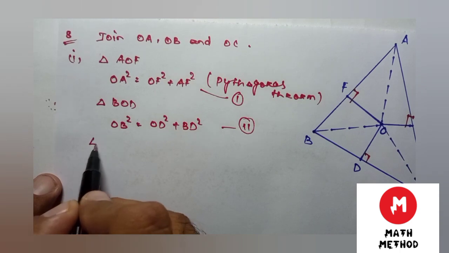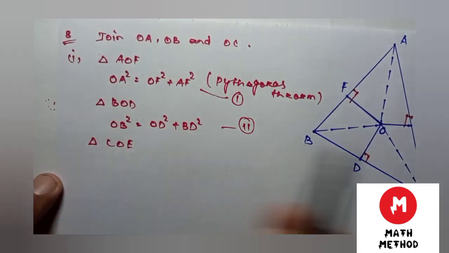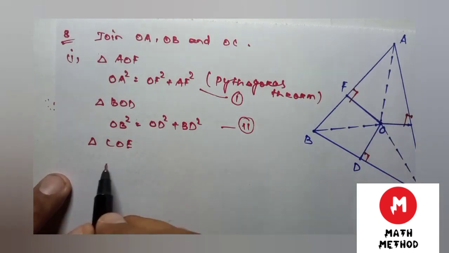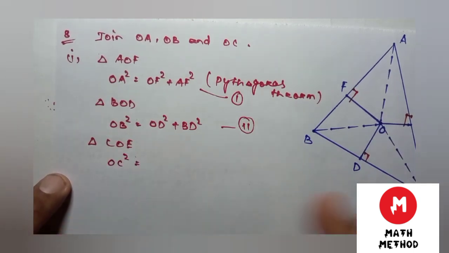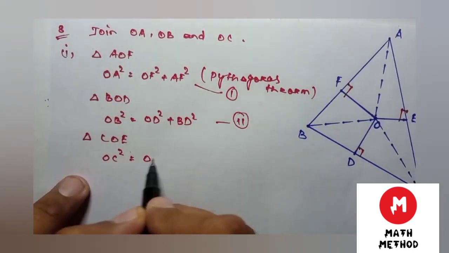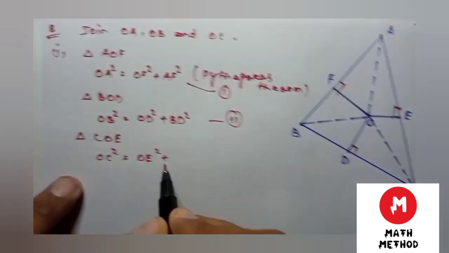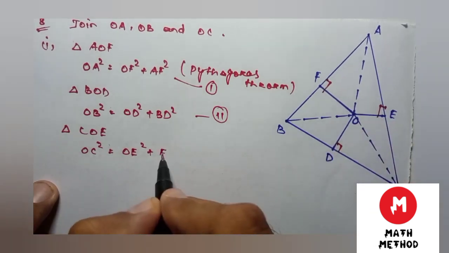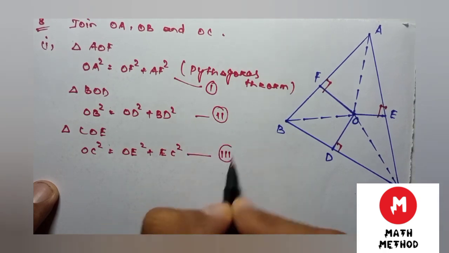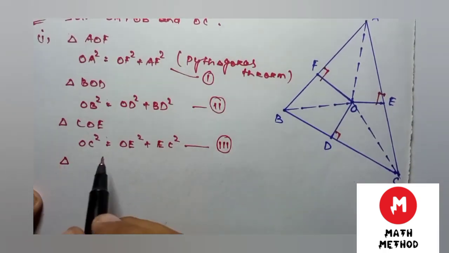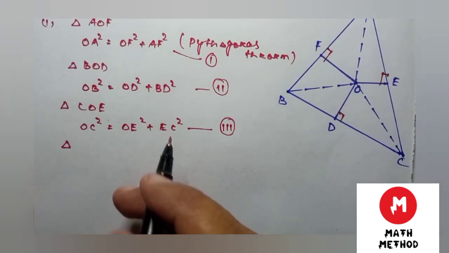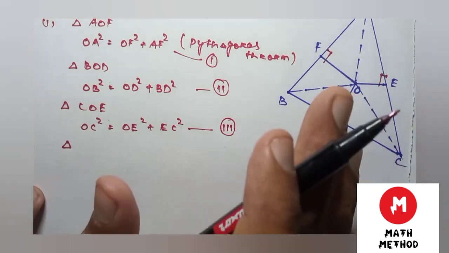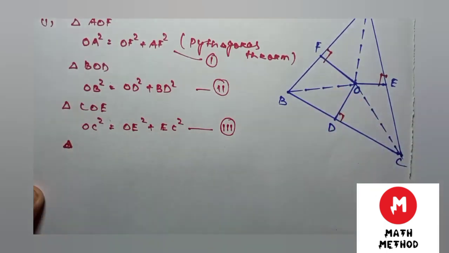Similarly in triangle COE, OC is our hypotenuse, so OC square is equal to OE square plus EC square. This is our part 3. And now in triangle COE, clear. So there is no need of another triangle.